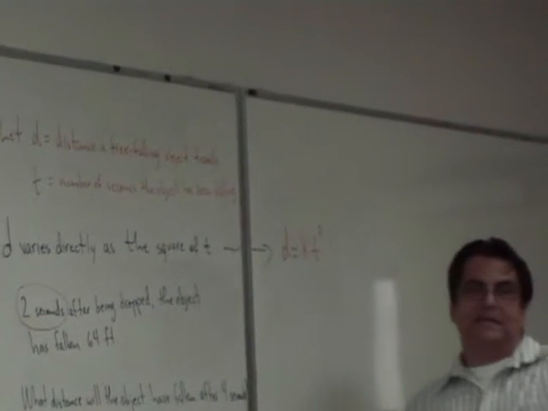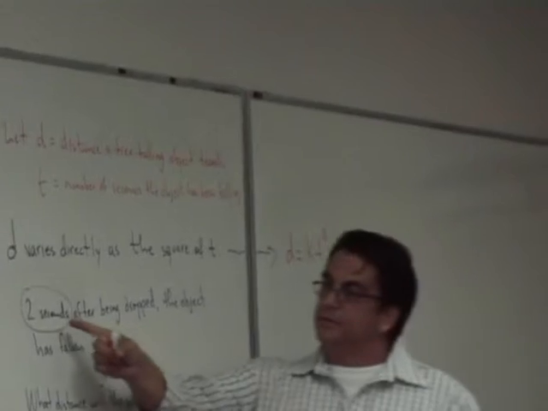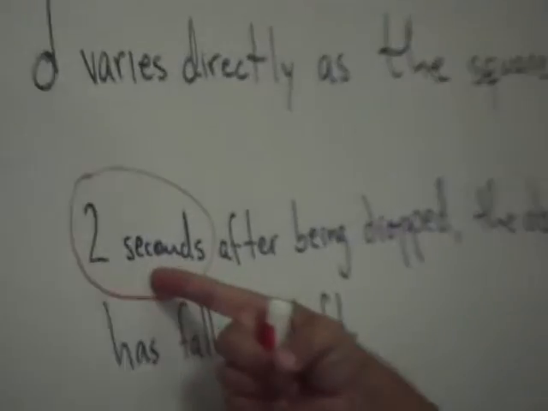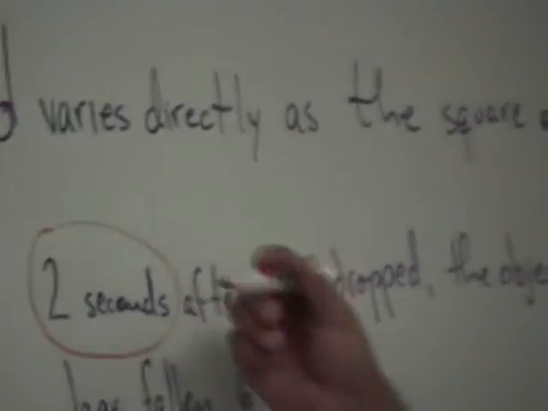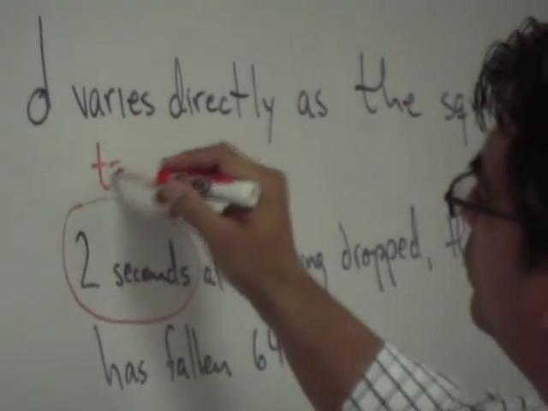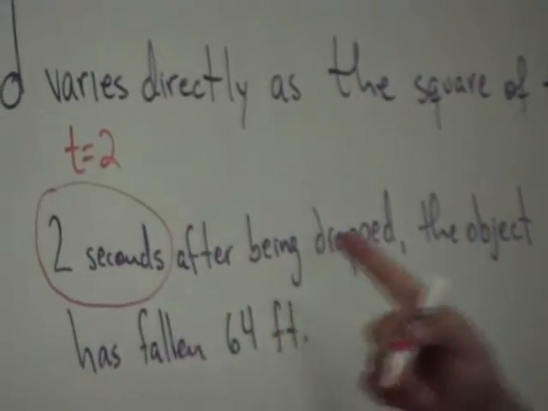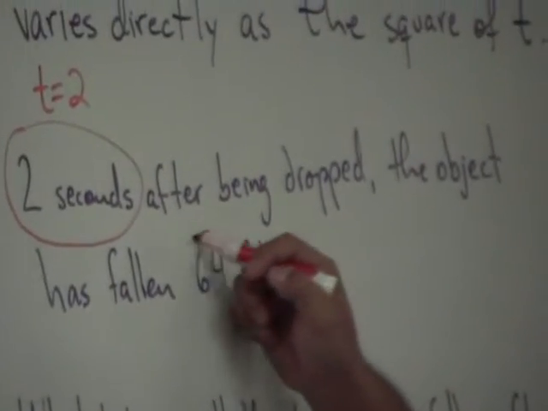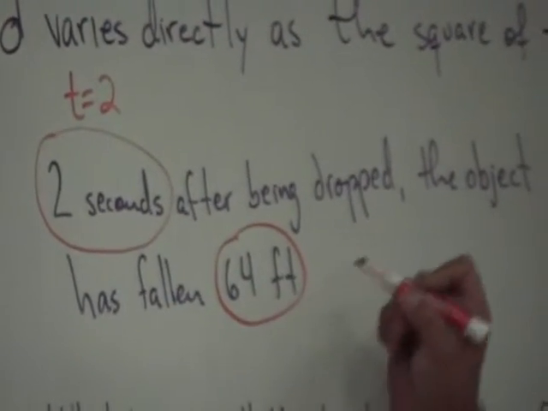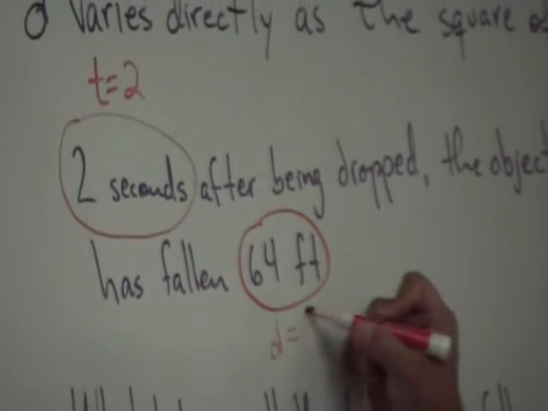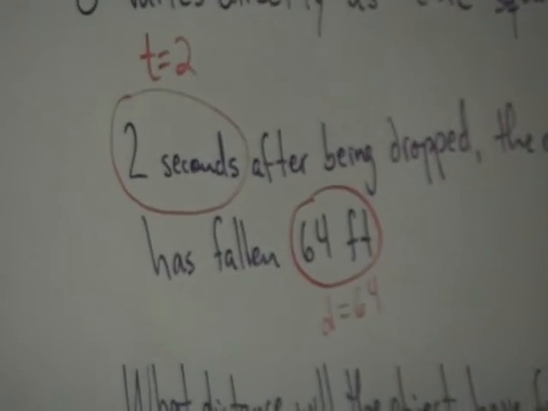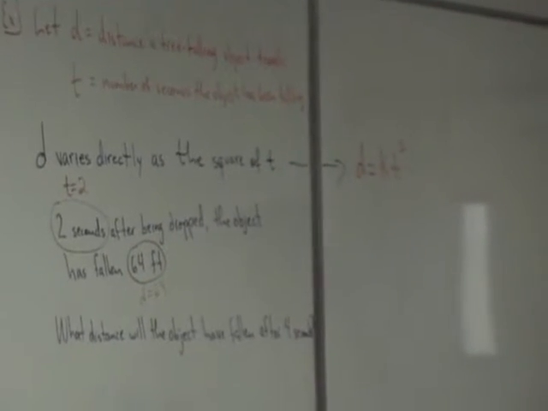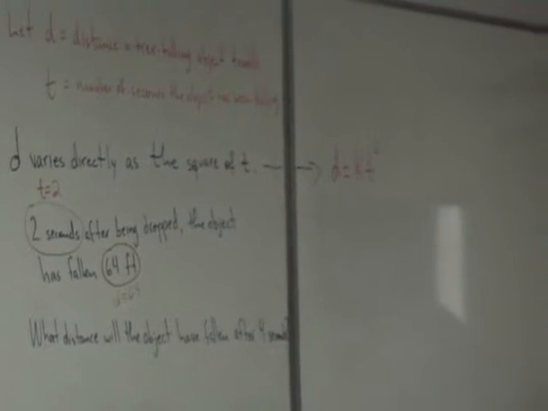We have two variables, D and t. Do you think this is a measure of time or a measure of distance? Time. So what does this say? When t equals 2, the distance is 64 feet. What is this? Distance. So what do I say? D equals 64. That's what you use now. When the time equals 2, the distance is 64. So go ahead and find k using those two values.